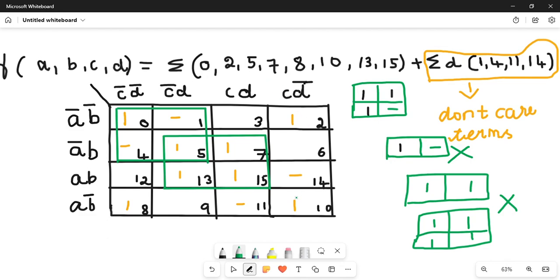So now here, what is supposed to be done? So here is one group, a group of 4.